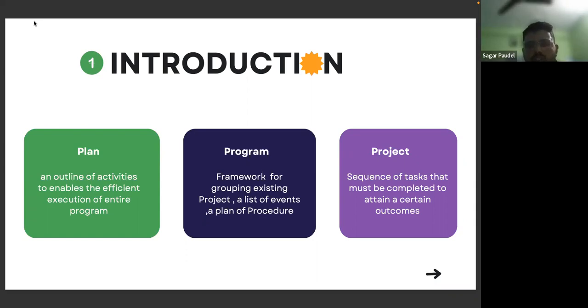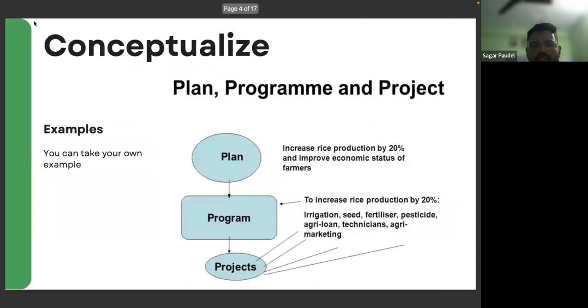A project is a sequence of tasks done to achieve a certain outcome. Maybe we can clarify it with an example. Let us take an example: to increase rice production by 20% and to improve the economic status of farmers. We are talking about improving the economic status of farmers. We can imagine the bigger picture, a combination of different programs, of how we can increase agricultural production to improve the economic status of the farmer. So this is all about the plan.